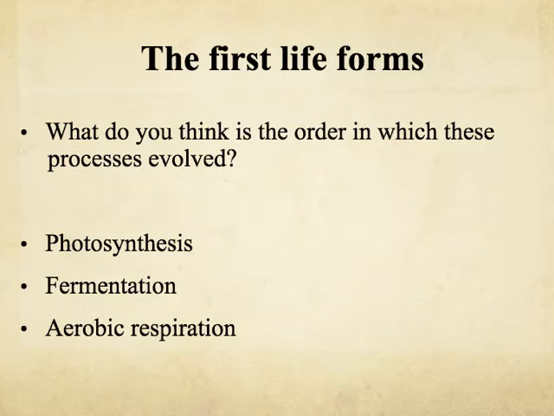So now we have these simple prokaryotic cells. We have to kind of think, well, how did more complex eukaryotic cells and multicellular organisms come to evolve from these prokaryotes? So I want you to take a second, pause the video, and try to think about the three processes that are listed here. So photosynthesis, fermentation, which is anaerobic respiration, and aerobic respiration, or cellular respiration. I want you to think about which one's involved in what order and why. So go ahead and pause it.